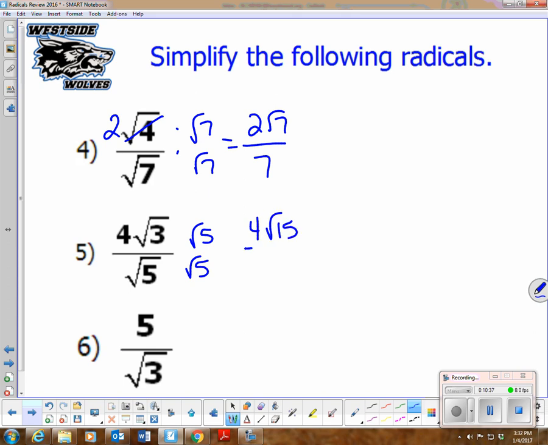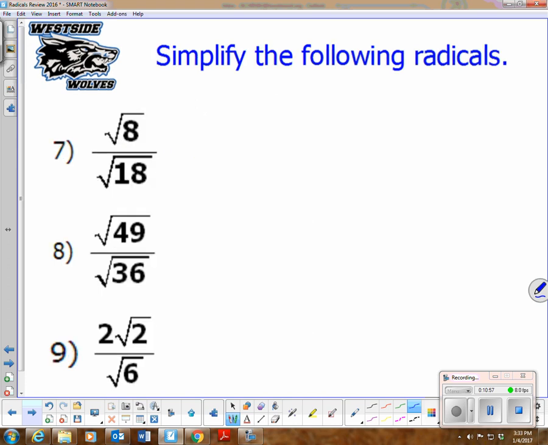So I got 4 square root of 15 over 5. And that's done because we cannot simplify square root of 15. We cannot simplify the 4 and the 5. We got one more here. Hopefully you multiply by your version of 1, just like I'm going to. So 5 square root of 3 all over 3. Nothing else to be done. That is the final answer.